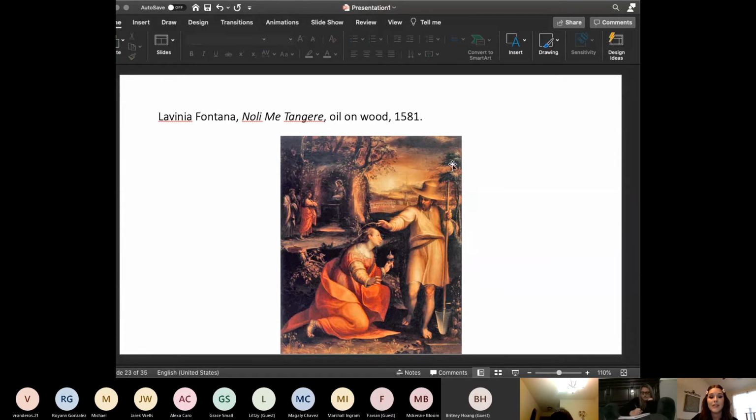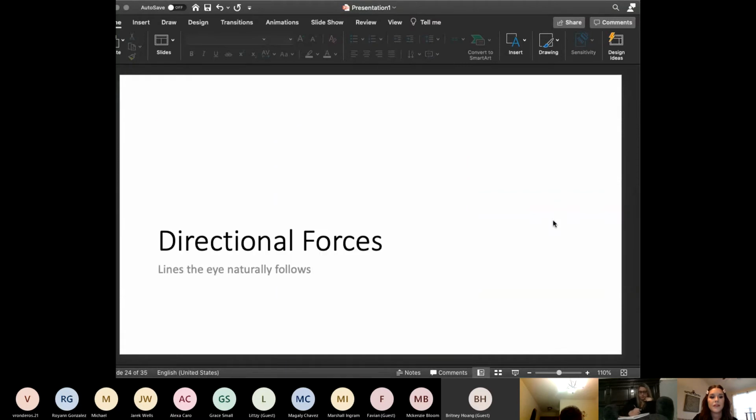We have an emphasis placed on Mary Magdalene and Christ's interaction up here, and subordination is placed on the background image. Emphasis on the foreground, subordination on the background, because Fontana wanted us to pay attention more to the story that was happening in the front. And like I said, emphasis and subordination has a lot to do with those directional forces that lead our eye to a particular focal point.